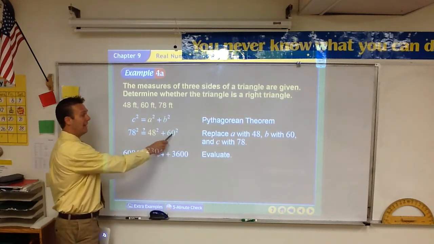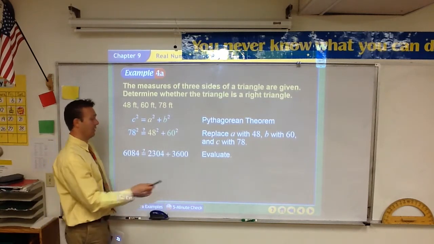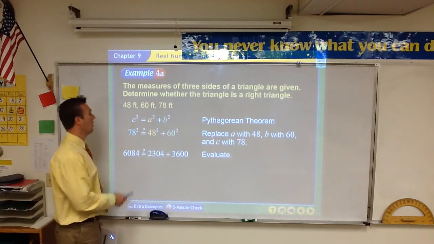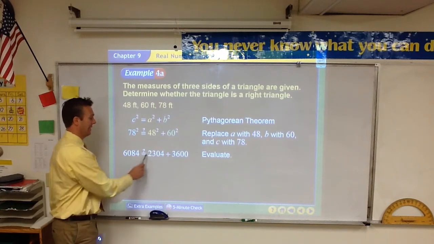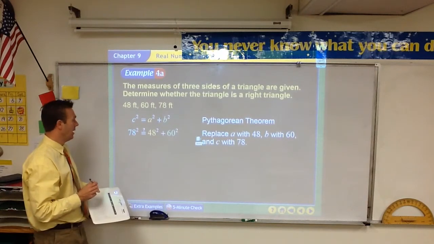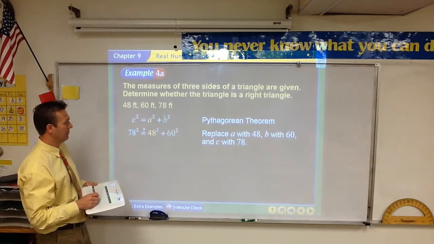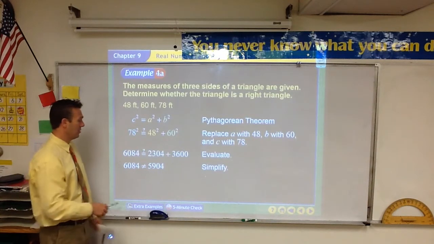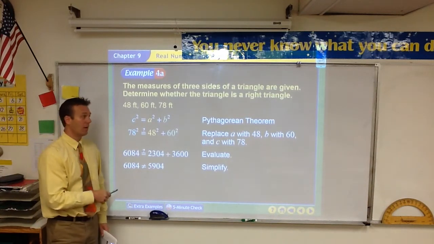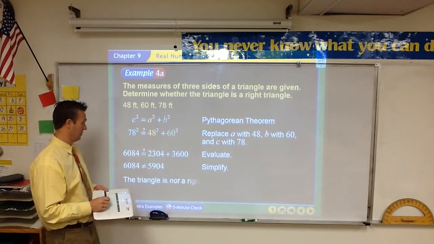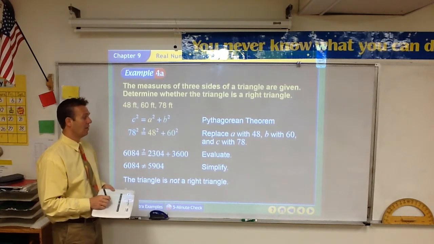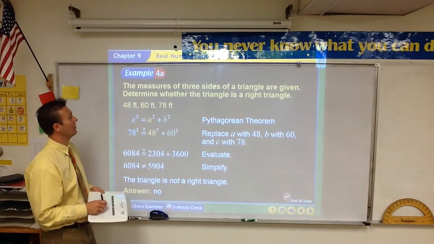Don't add 60 plus 48 to get 108 and say, no, it doesn't add up, it doesn't work. What you need to do is square 78, 48, and 60, and then add the two numbers. And when you do that, you'll see that they don't equal each other. Therefore, since they do not equal each other, it's not a right triangle. So the answer to that one is no.